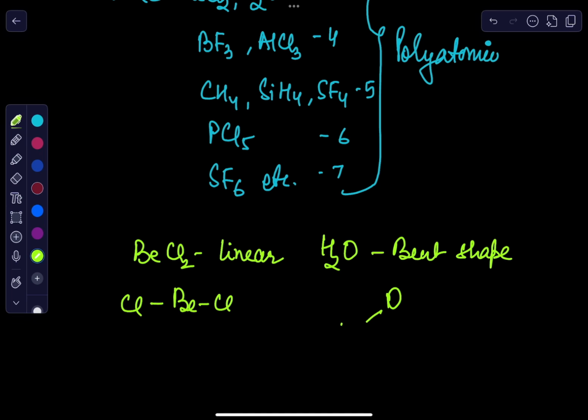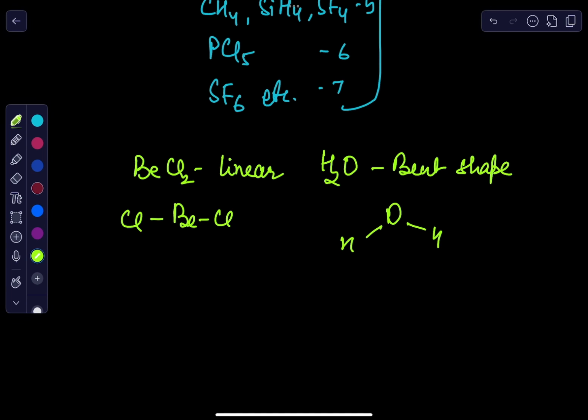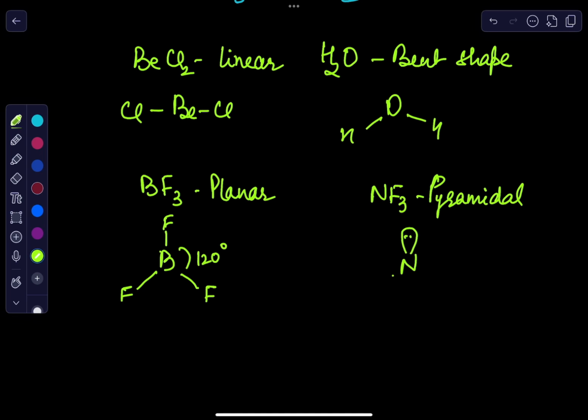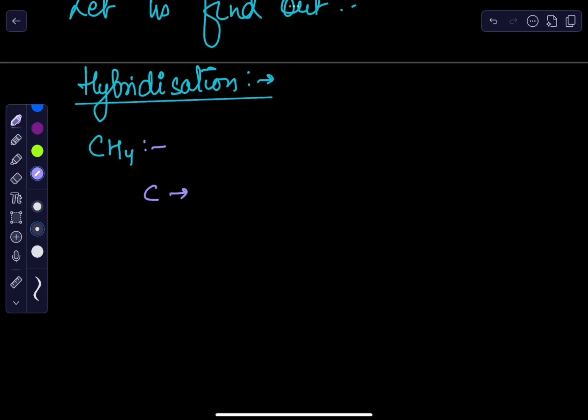We will also discuss why BeCl₂ and H2O are both triatomic molecules, but BeCl₂ is linear and H2O is bent in shape. BF3 and NF3 are both tetraatomic molecules, but BF3 is planar and NF3 is pyramidal. Right, so these queries have been solved by hybridization. What is hybridization? Let's understand.